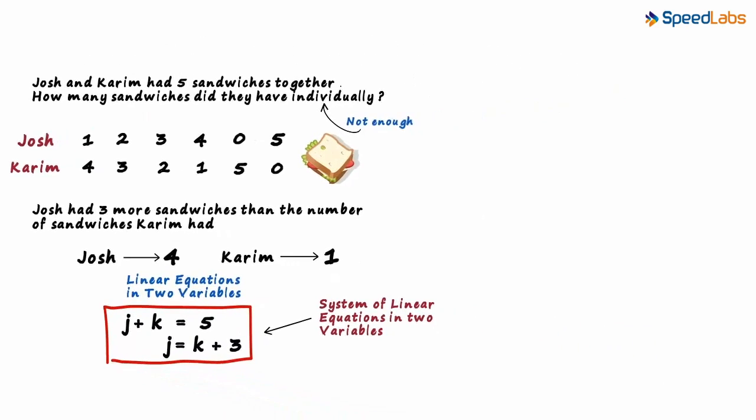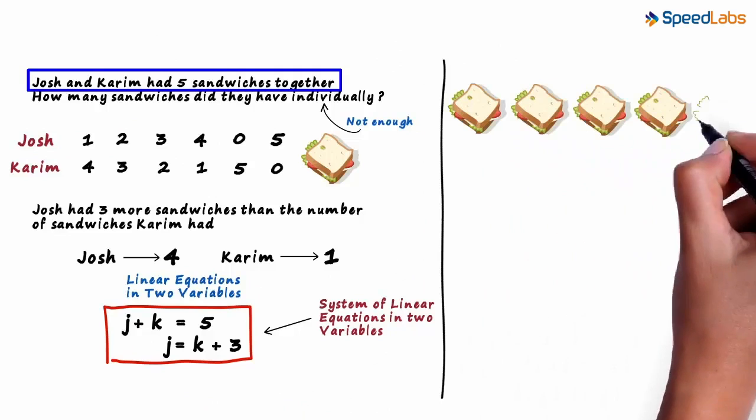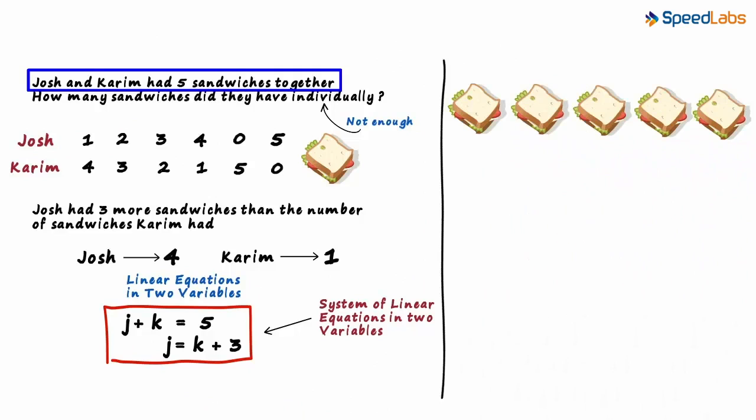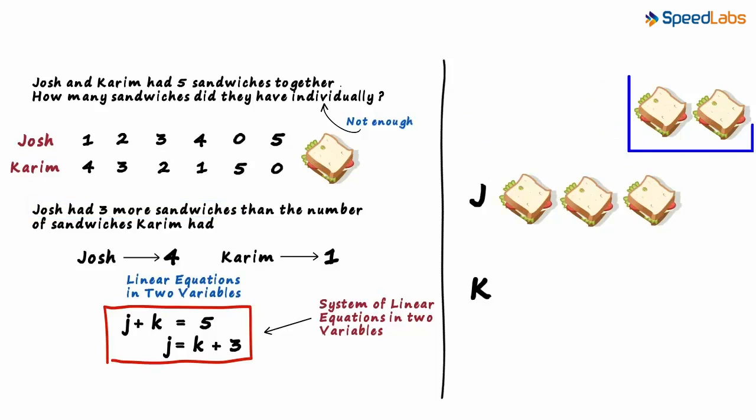Let's look at a new way to understand all this. We know that they had a total of 5 sandwiches. We have 5 sandwiches here. The next thing we know is that Josh had 3 more sandwiches than the number of sandwiches Kareem had. Since Josh had 3 more than Kareem, let's move 3 sandwiches towards Josh. There are just 2 sandwiches left.